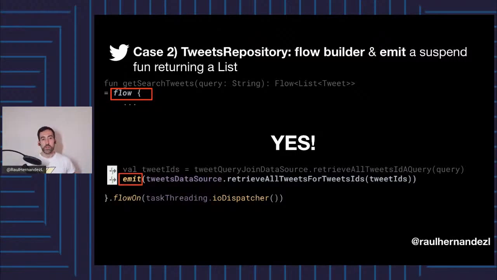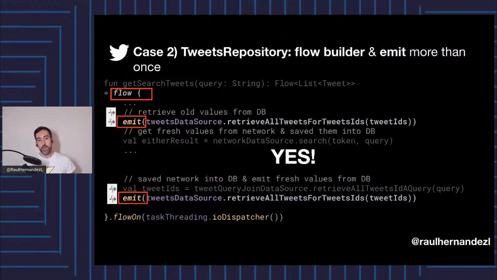But let's see another interesting case. For instance, here, if we want to use the flow builder, we can emit different values more than once. Let's say we want to show first the dirty values of the database. So we're going to emit the values from those retrieve all tweets from tweet IDs. And then, as soon as we have this refreshed, we can emit the new values that are fresh from the network. So we could have this kind of offline mechanism. Of course, using flowOn upstream and using the IO dispatcher because it's an input-output operation.